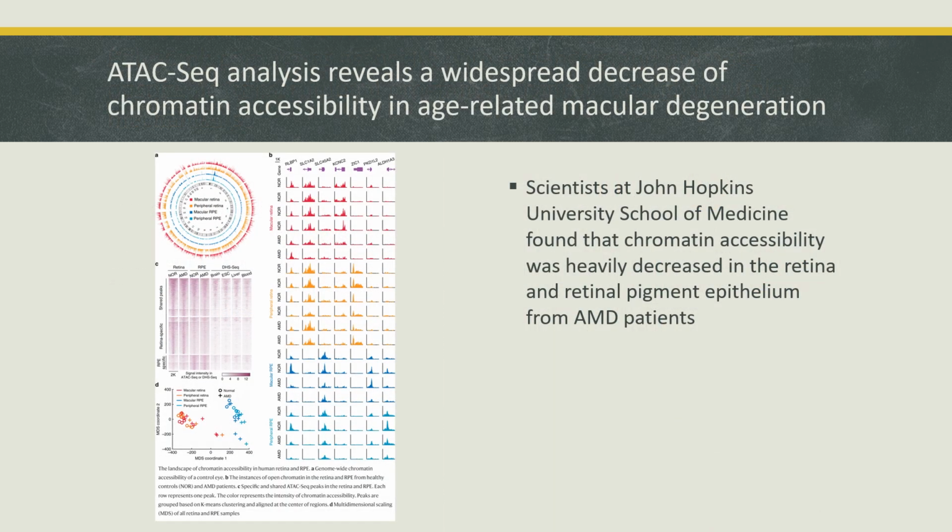ATAC-Seq analysis also revealed a widespread decrease of chromatin accessibility in age-related macular degeneration by scientists at Johns Hopkins University School of Medicine. In part B of this figure, it shows the instances of open chromatin in the retina and RPE from healthy controls, NORs, and AMD patients. Further analysis of this data then showed that specific transcription factors and cellular functions were enriched in differentially accessible chromatin regions.